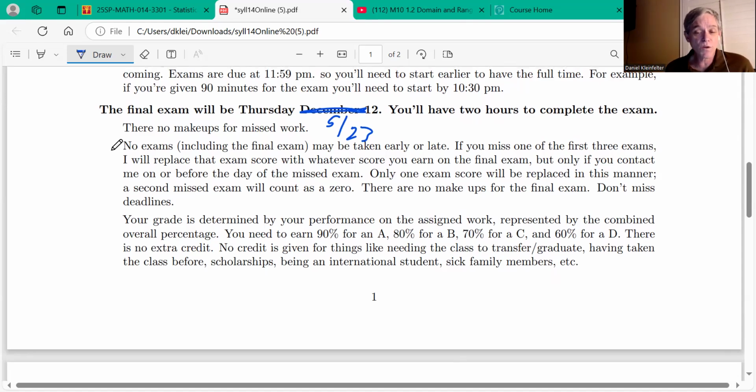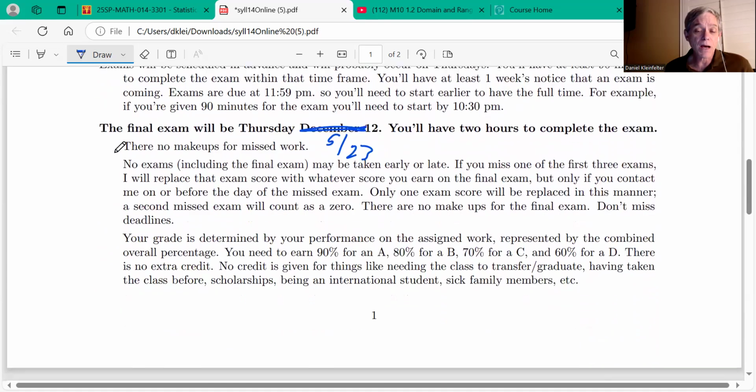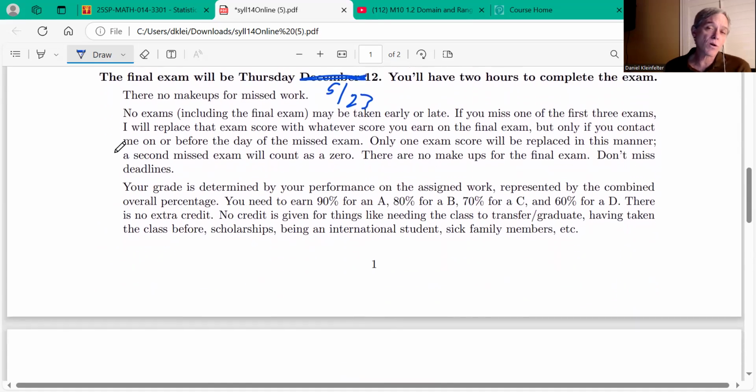If you miss one of those first 3 exams, the ones that are listed right here, worth 15% of your grade, I will replace your score with whatever you earn on the final exam. You do need to let me know on or before the day of the missed test. Sorry, I got a flat tire, so I can't take the test. I'm not sure how that would affect you if it's an online class, but whatever. Send me an email, Canvas message, or something telling me, okay, I'm not going to be able to make the test.